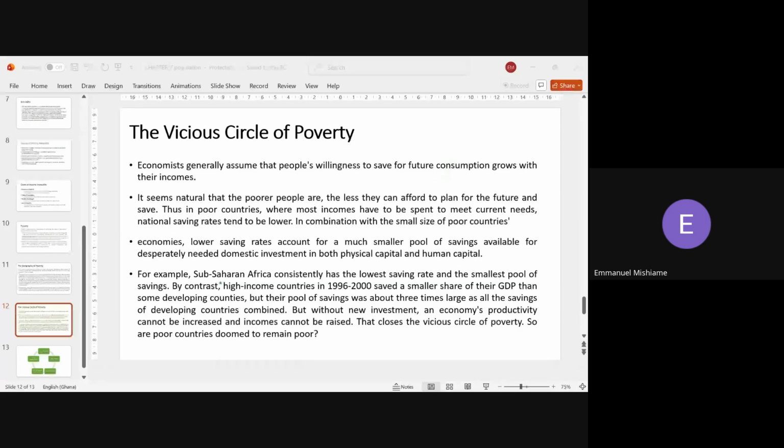Started again. Low income. Someone still has the microphone on. Madam Sarah Anku, please mute yourself. All right, thank you.